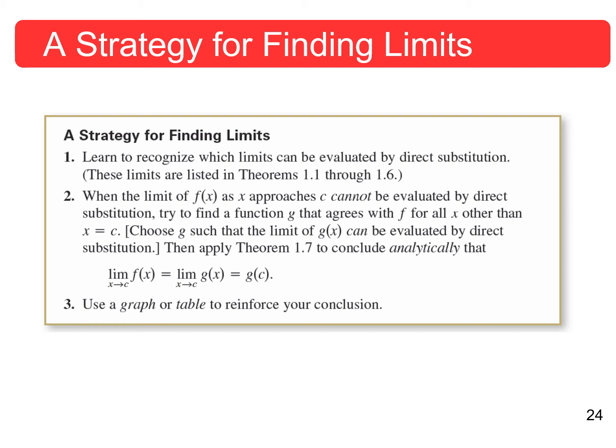When we can find that function, and you evaluate the limit of that function using the direct substitution method and the limit exists, then you can apply theorem 1.7 to conclude that the limit of the function f of x as x approaches c is equal to the limit of the new function g of x as x approaches c, which is just equal to g of c. And third, you can also use a graph or table to reinforce your conclusion.